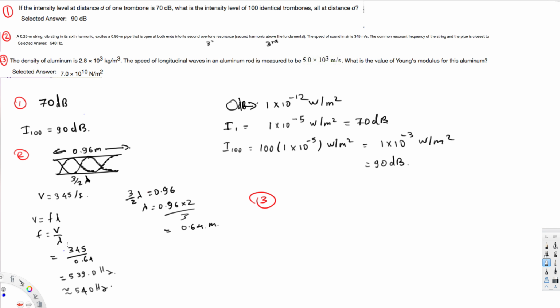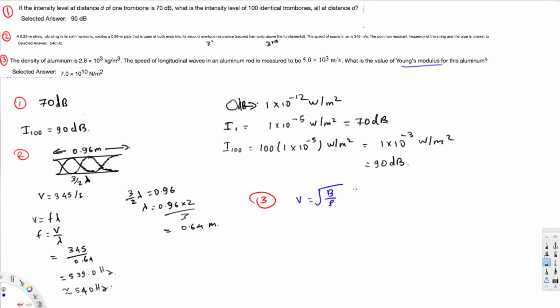The third question is asking: the density of aluminum is 2.8 times 10 to the power of 3 kilograms per meter cubed. The speed of longitudinal waves in the aluminum rod is measured to be 5 times 10 to the power of 3 meters per second. What is the value of the Young's modulus for this aluminum? So let's find the equation relating Young's modulus and velocity: v is equal to the square root of B over rho, where B is the Young's modulus and rho is density.